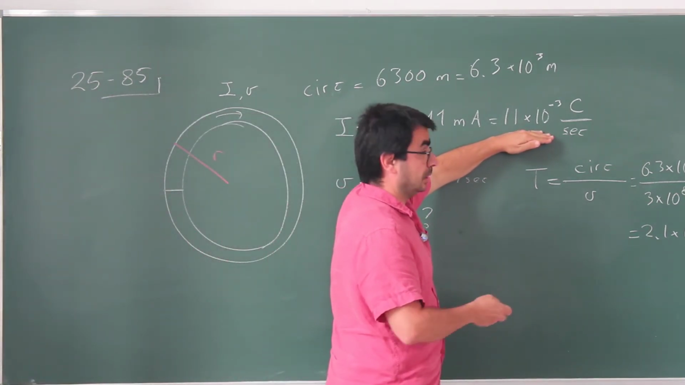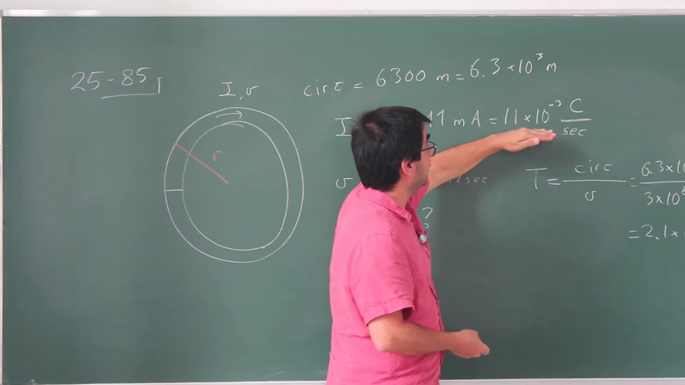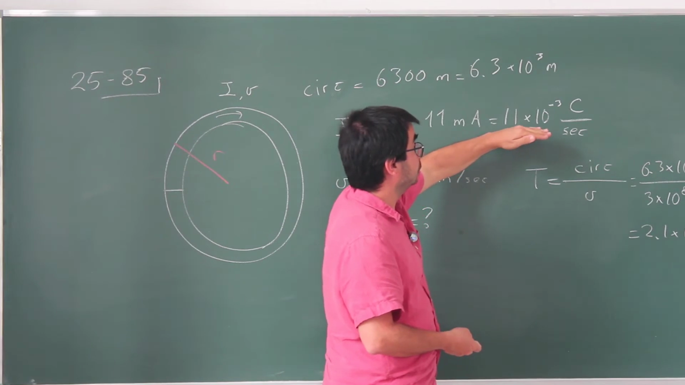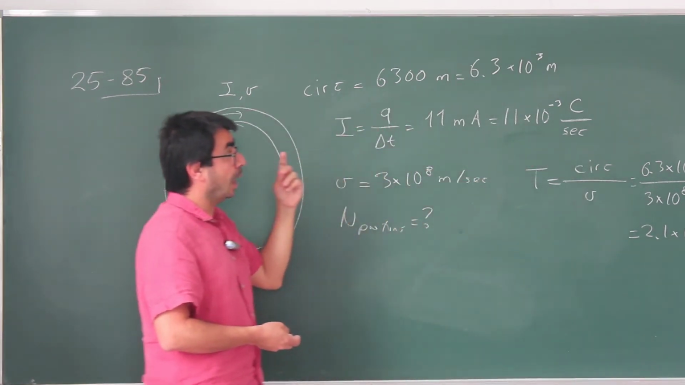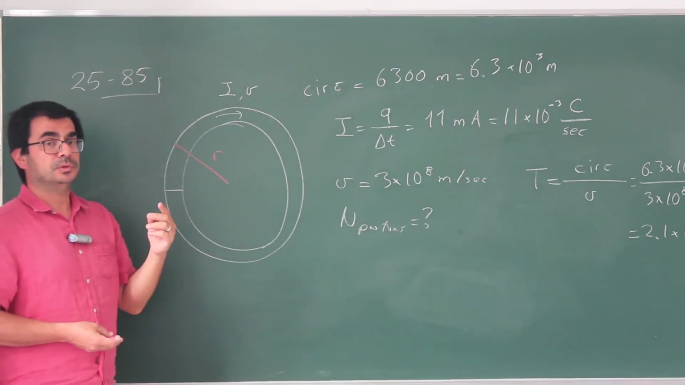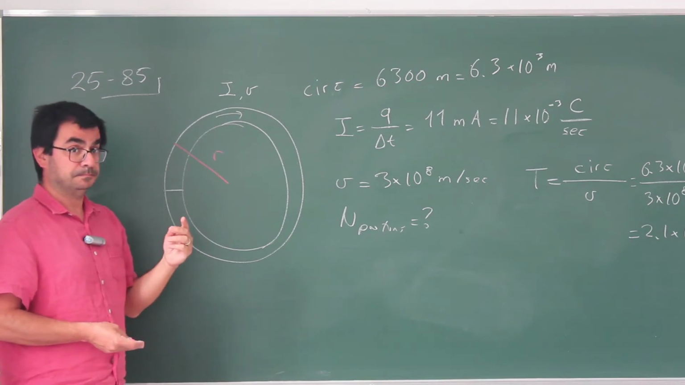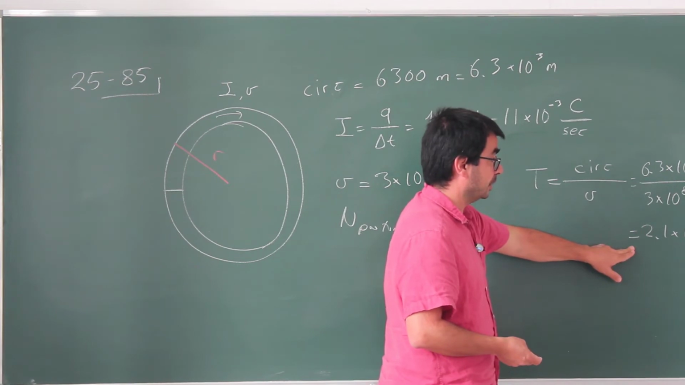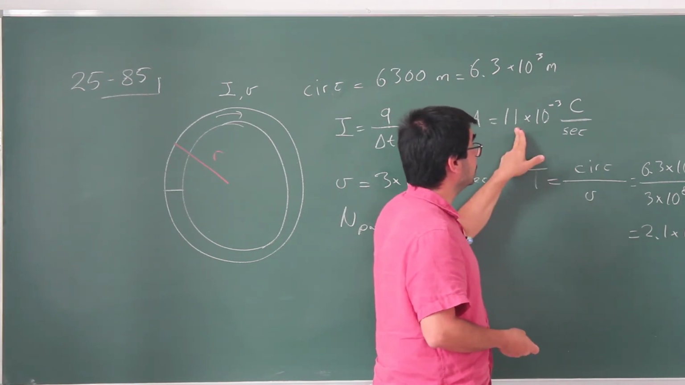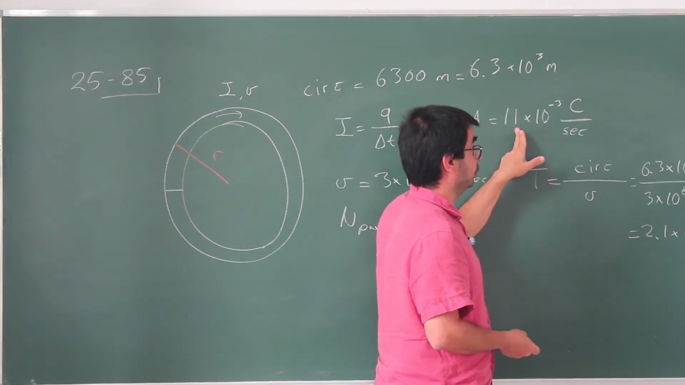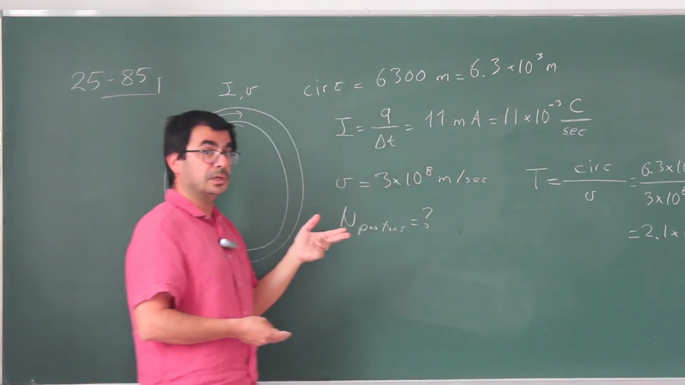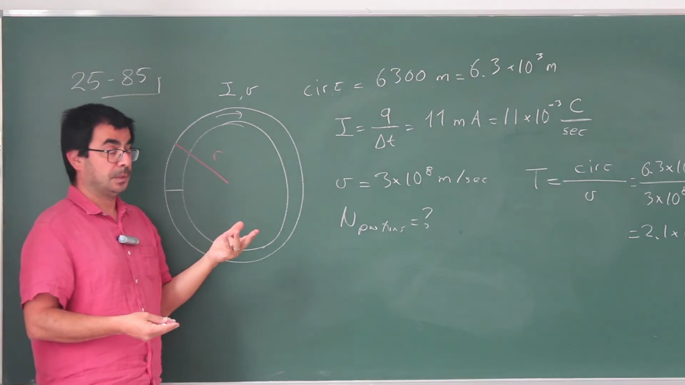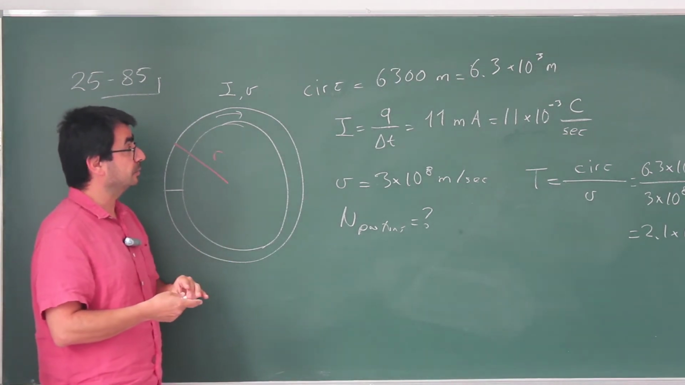So in 1 second, there are a certain number of revolutions, and in 1 second, this much coulombs of charge passes through. You can find how much charge corresponds to a single revolution. Okay? So from this period, you can find how many revolutions take place in 1 second. From this, you can find how much charge passes through in 1 second. You get their ratio, and you get how much charge there is in one revolution. Yeah, so this is one way to go about this.